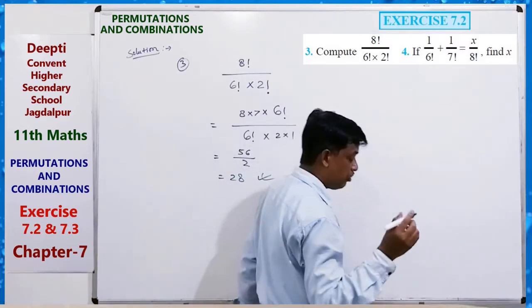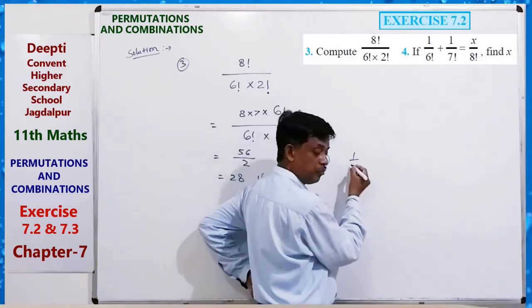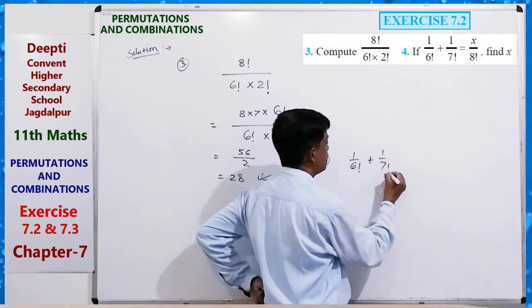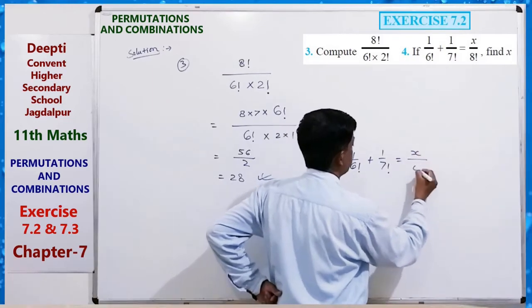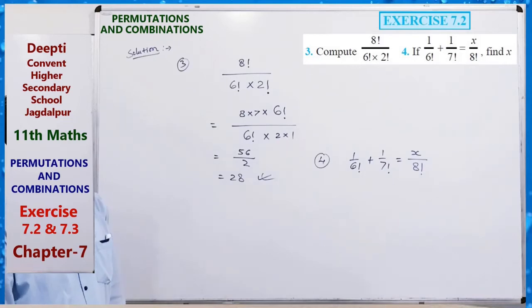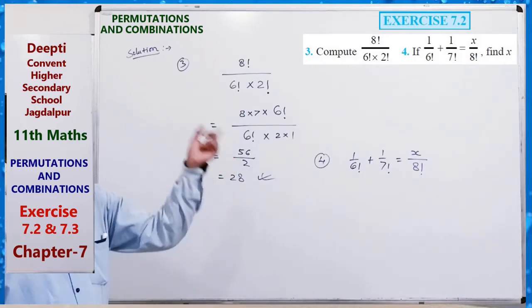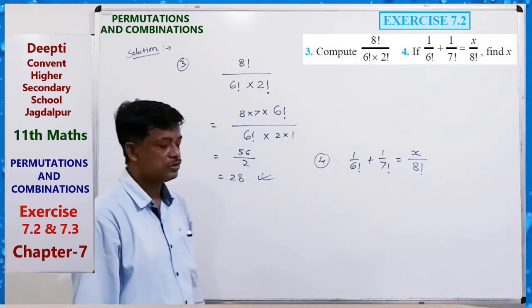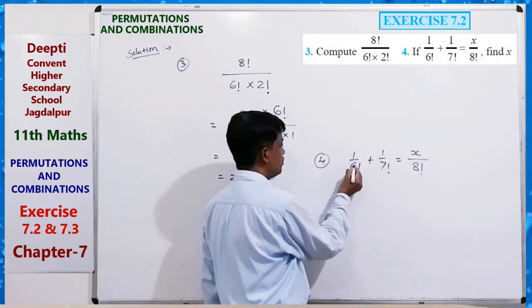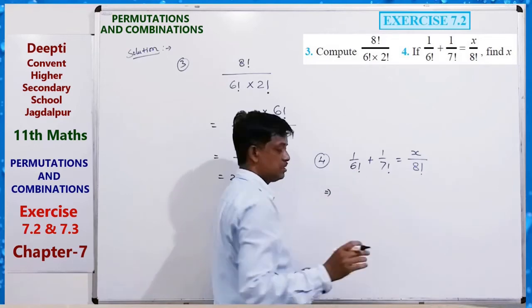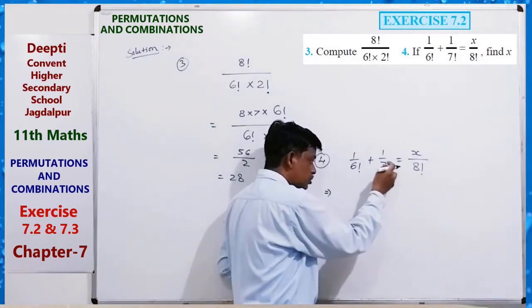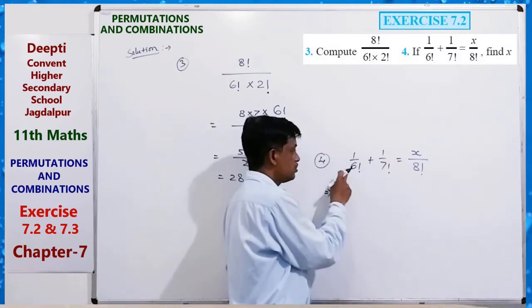The equation is 1 upon 6 factorial plus 1 upon 7 factorial equals x upon 8 factorial. There is x involved, and we have to solve this and find the value of x. Very simple: 6 factorial, 7 factorial and 8 factorial, the two greater factorials, can be written in terms of 6 factorial.